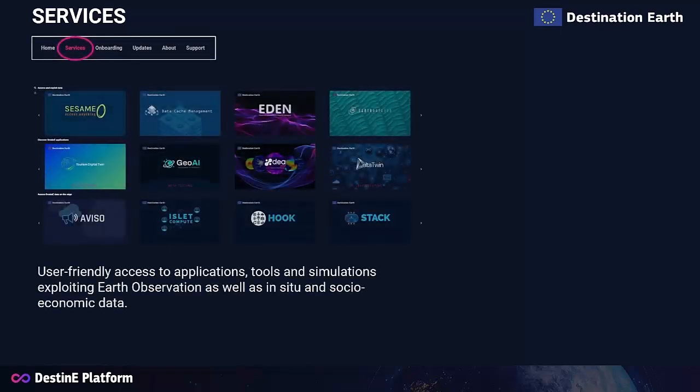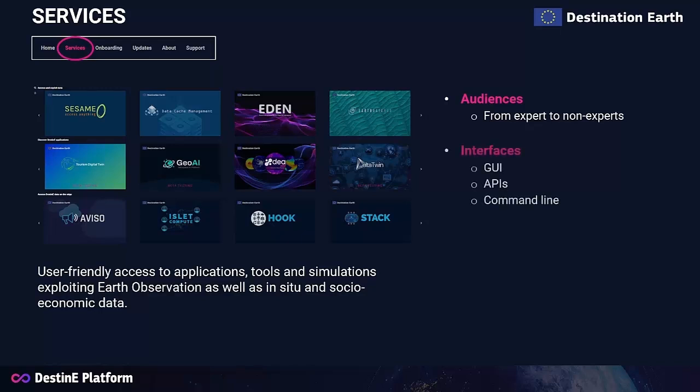On the dedicated services section of the web portal, you can view the comprehensive catalog of services. These services are designed to cater to a wide range of users, from experts to non-experts, ensuring everyone can access and utilize the available data effectively according to their purpose and level of skills. Each service has its own interface to meet different needs. These interfaces include graphical user interfaces, application program interfaces, the APIs, command line prompts, etc. On the services webpage, you can filter the available applications by various categories, making it easier to find exactly what you need.